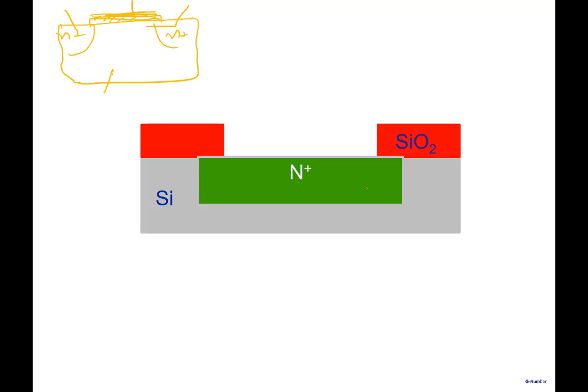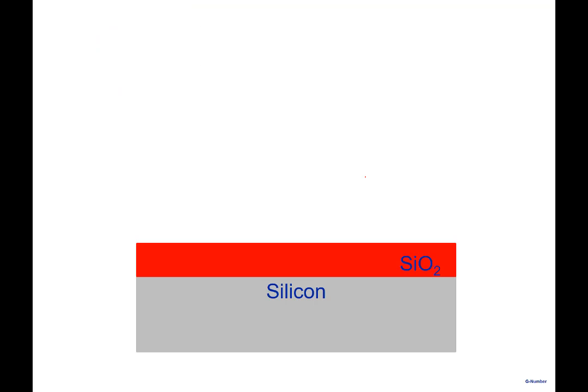So the issue is, how do you create that N plus region? You're given a silicon wafer, and you want an N plus region which will act as the source for MOSFET number 1. So how do you create that N plus region here? Let me show you in very simple form how you create this. What you do is, you take your silicon and cover it with silicon dioxide.